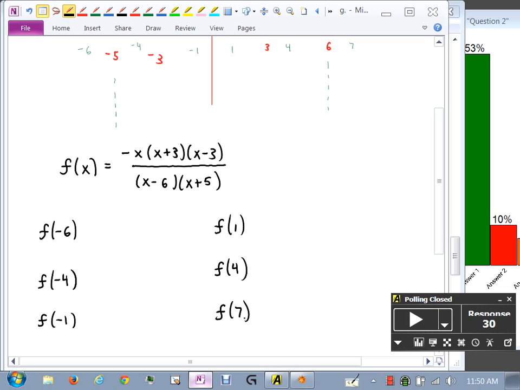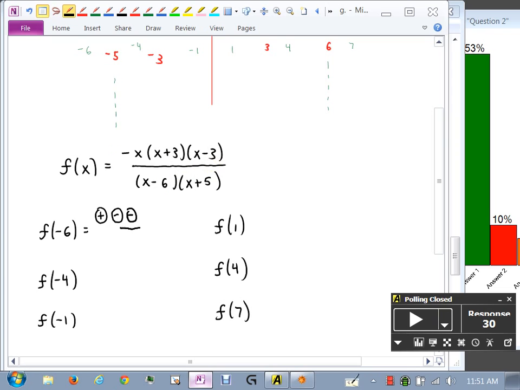Just make sure you're plugging your test points in. Don't accidentally plug in one of your x-intercepts or your verticals. It's going to cause all sorts of confusion. All right, let's see what happens here. Be careful. I'm plugging -6 in right here. What's -6? Positive, so I have a positive. Then -6 right here. Negative. Then -6 take away 3 is -9, so it's still negative.